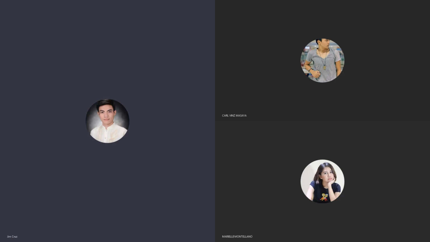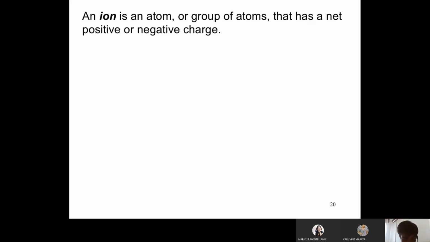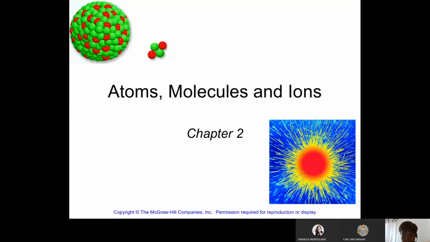Ginawa lang namin last time, no? So last time we were able to discuss the history of atoms, no? So we started with Democritus' idea. Ang idea ni Democritus that everything is composed of hard spheres, di ba? So si Democritus, hard spheres daw yung composition ng matter.